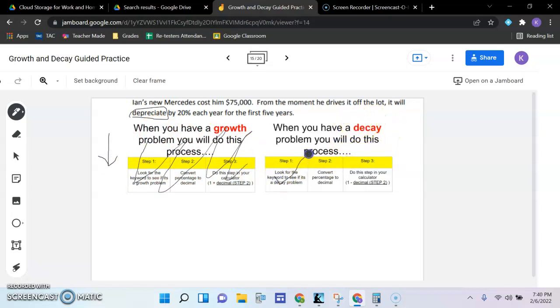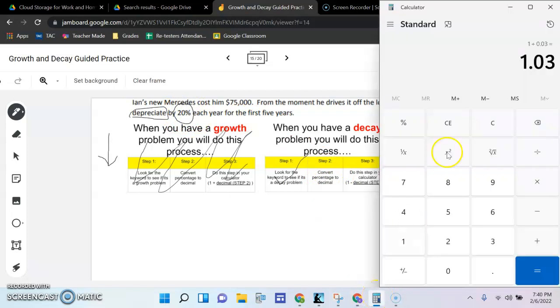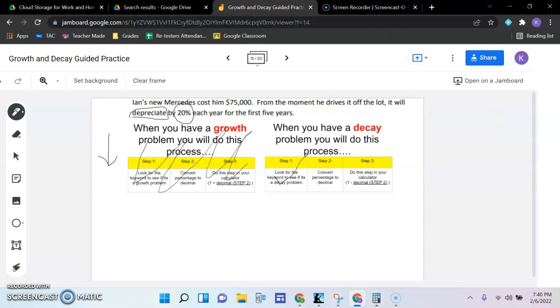So we already did step number 1. Step number 2, get the percentage right here and convert it to a decimal. So again, we get the percentage, 20%, divided by 100. So our decimal is going to be 0.02. So we already did step number 2.